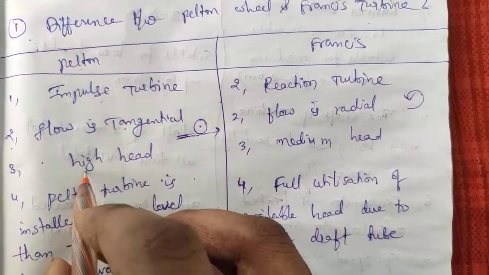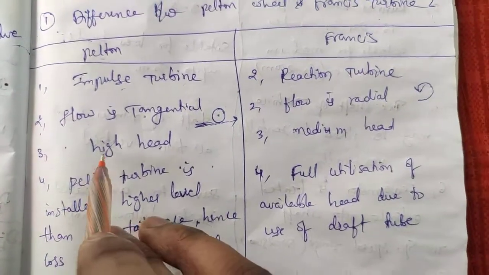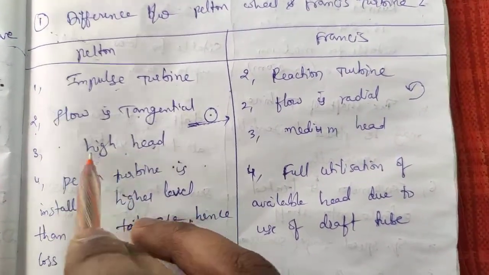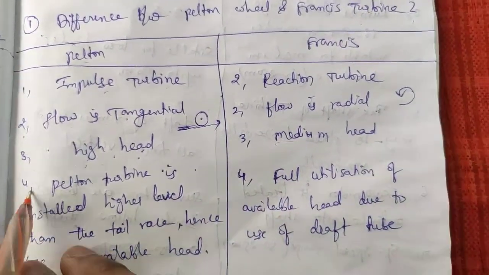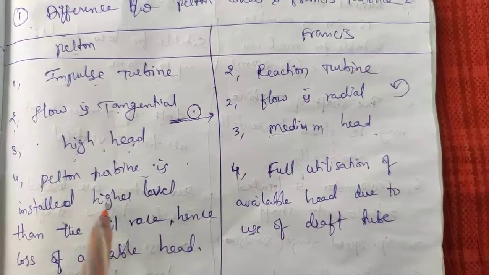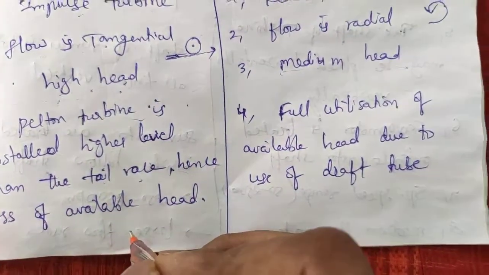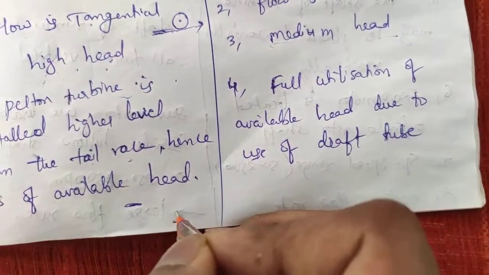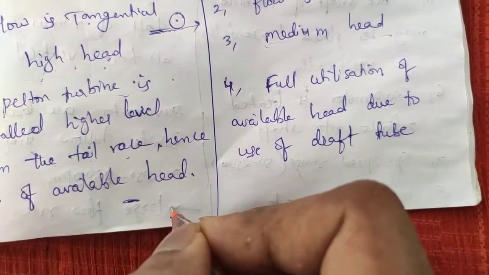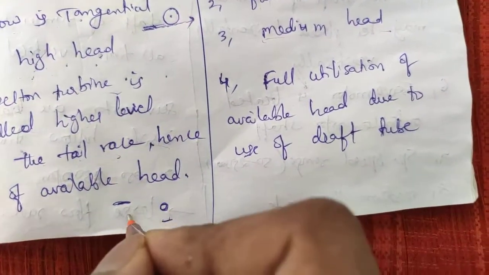Pelton wheel is used for high head. So Pelton wheel is suitable for high head. Francis turbine is suitable for medium head. Fourth one, Pelton turbine is installed at a higher level than the tail race, hence loss of available head. Already told in the draft tube topic. This is the head race, the tail race. So in between the Pelton wheel is installed. So this is the Pelton wheel.